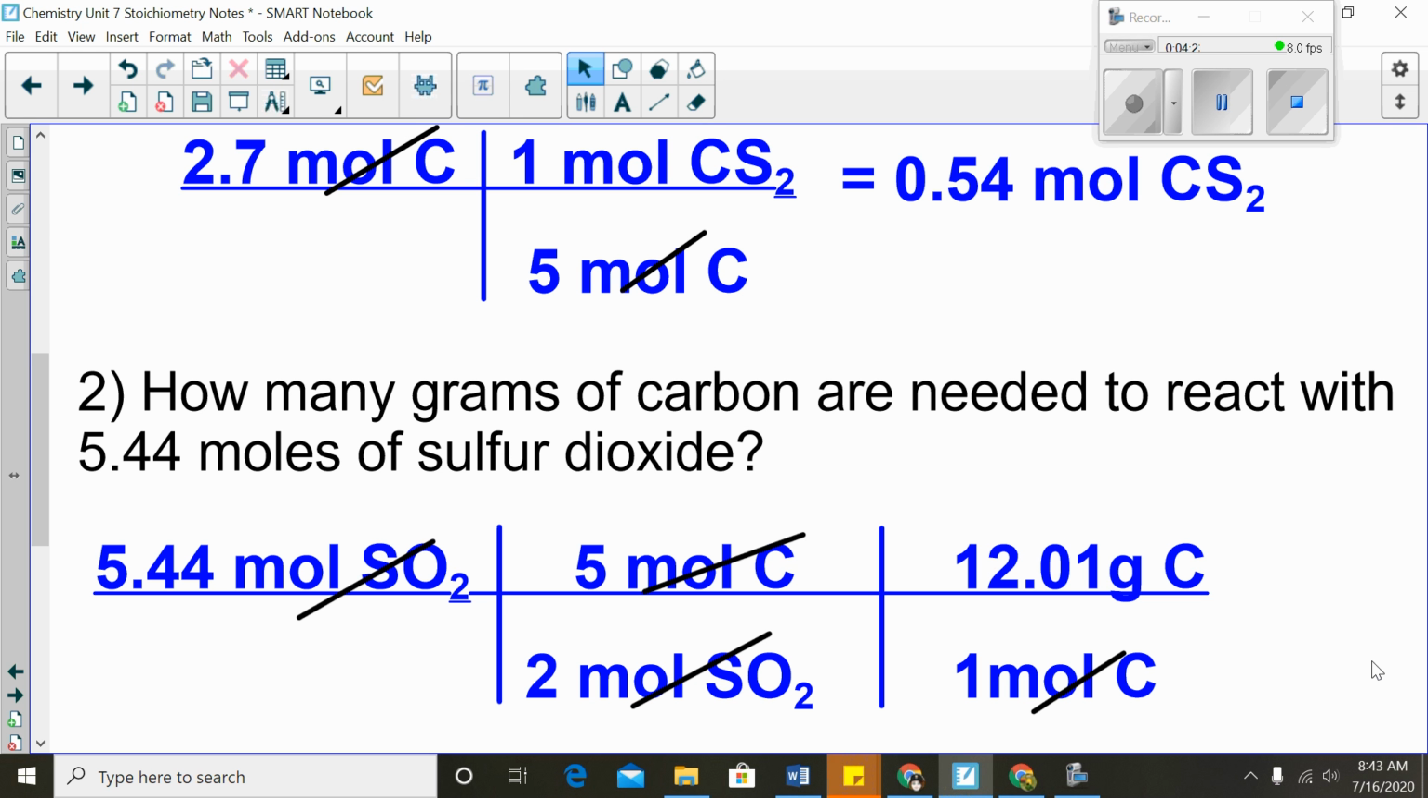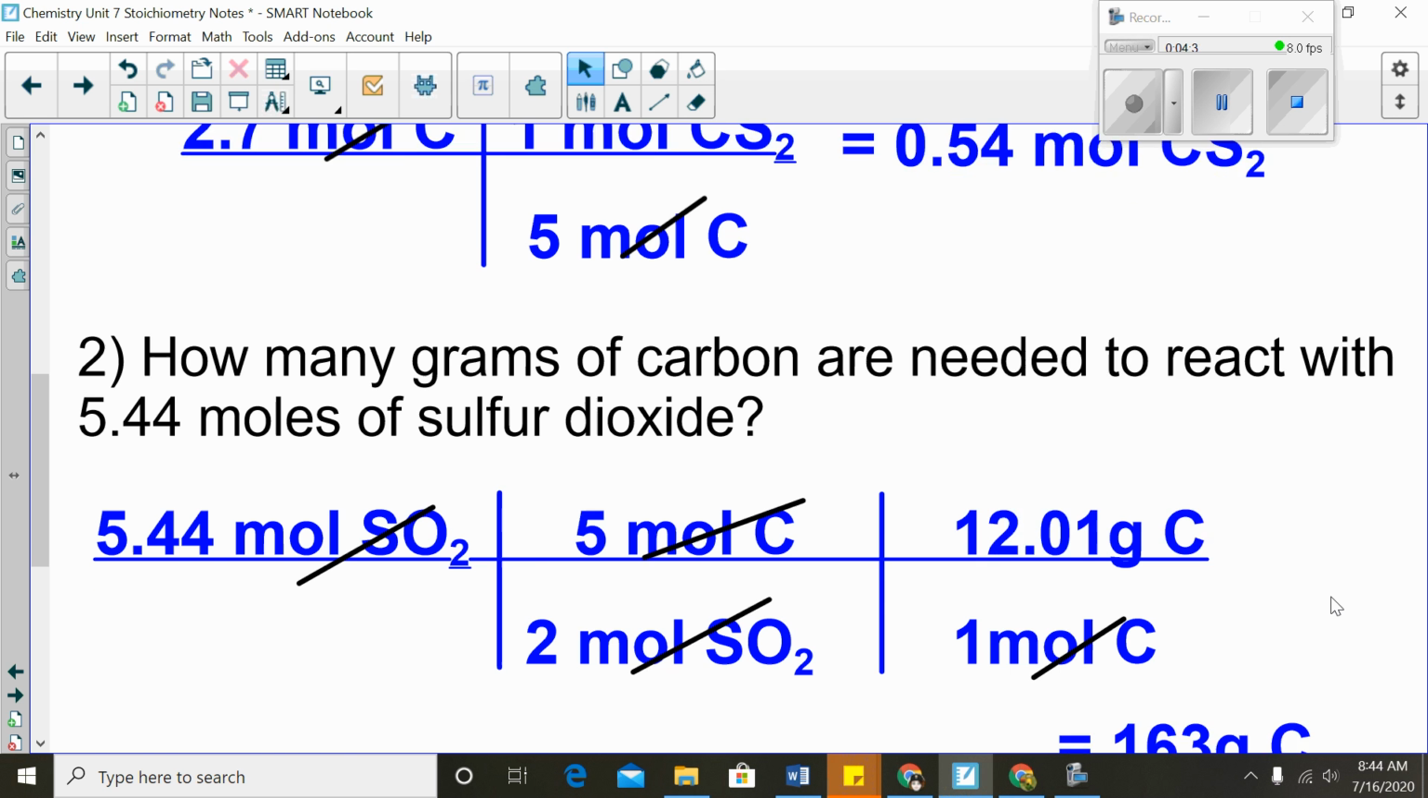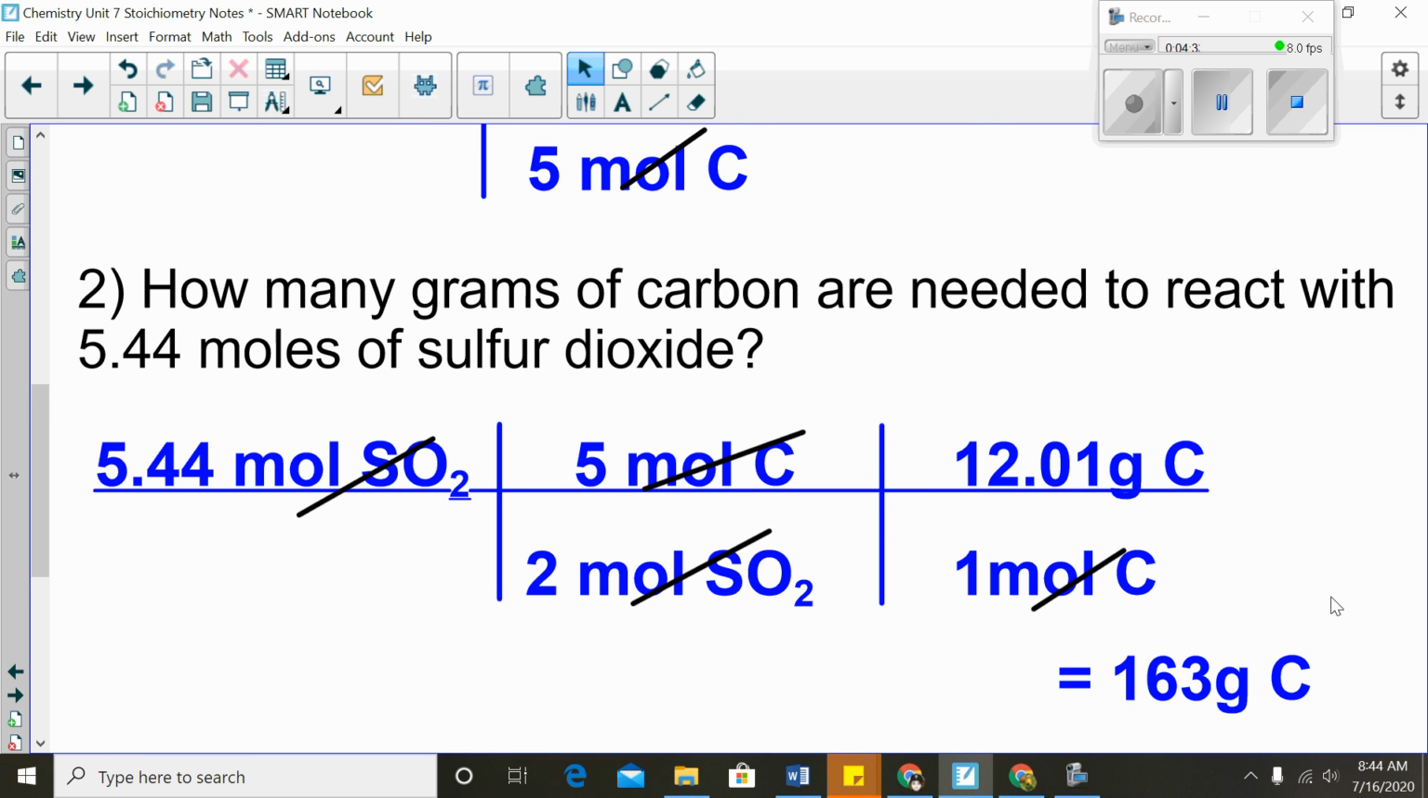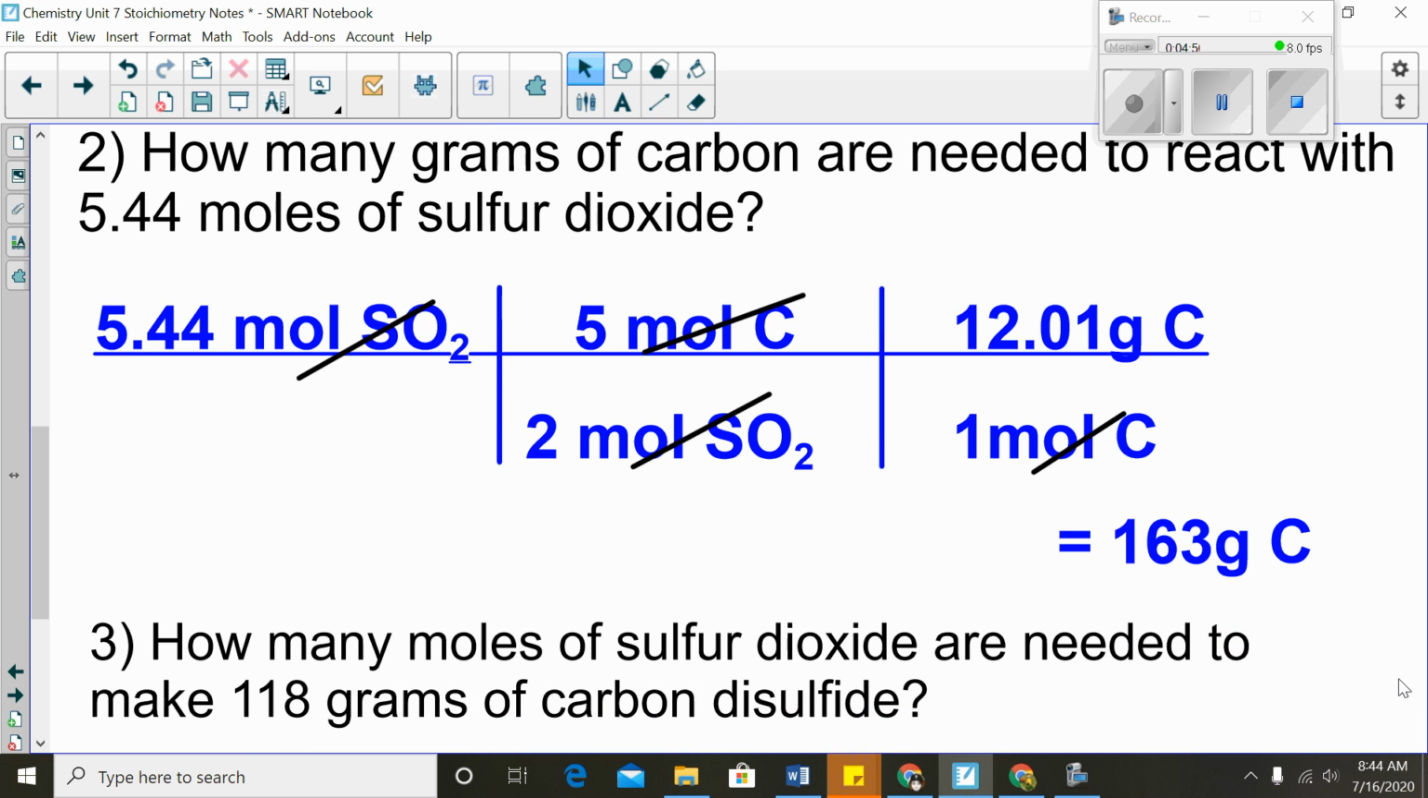So if you have your calculator, you hit the left parentheses, 5.44 times 5 times 12.01, and then close with the right parentheses. And then I hit divide, parentheses, 2 times 1, close the parentheses, and you get, rounded correctly with my significant figures, 163 grams of carbon. So I had 3 significant figures in 5.44, so there's 3 in my answer. I provided the unit and also the substance that I'm looking for. Okay, now let's try one more.